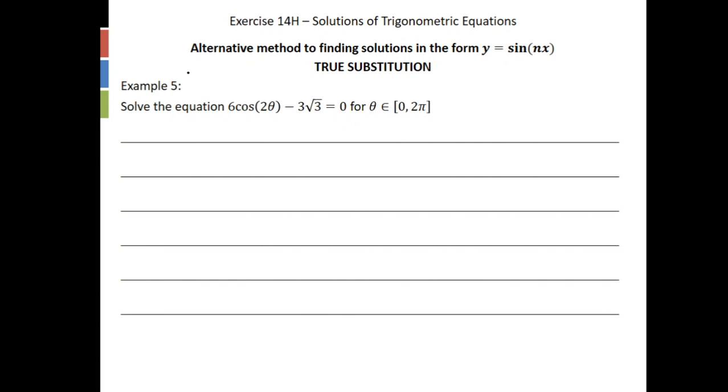So this video is looking at an alternative method to solve circular function equations. Okay, so we're solving circular function equations, and we're going to do what I'm going to call, for lack of a better name, true substitution. We're going to use this when we have a situation like this where we have some operations inside the trig function.